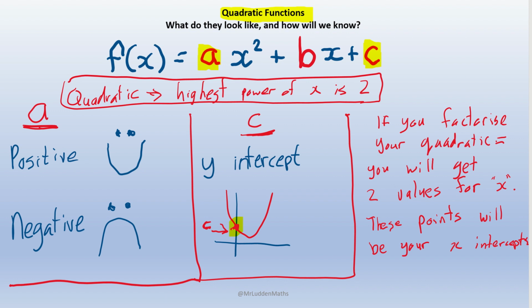Okay, so quite a bit to take on board there with that part. The main two things with this are my A and my C. The A, if it's positive, smiley face. If it's negative, a frowny face. The C is your y-intercept. It's where it's going to cross your y-axis.